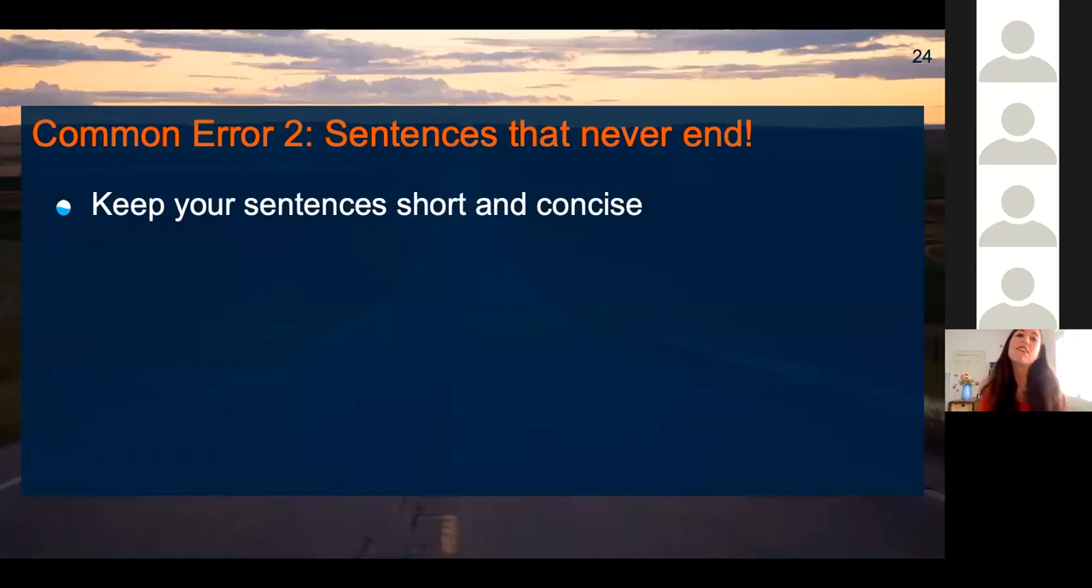A second key error, I think I'm going to go through 3 in total in this section, is sentences that never end. This is an issue because often I see writing where there's a very, very long sentence that looks like a roadblock. That could be divided maybe into 2 or 3 sentences, really. So keep your sentences short and concise. I would recommend that is the easiest way of making sure you have clear writing.